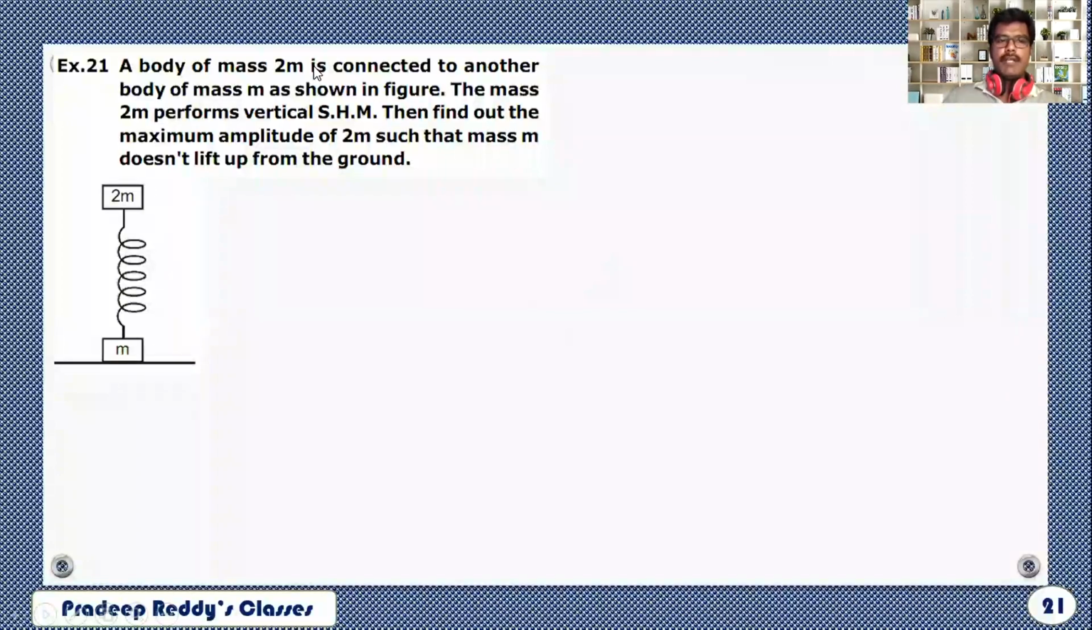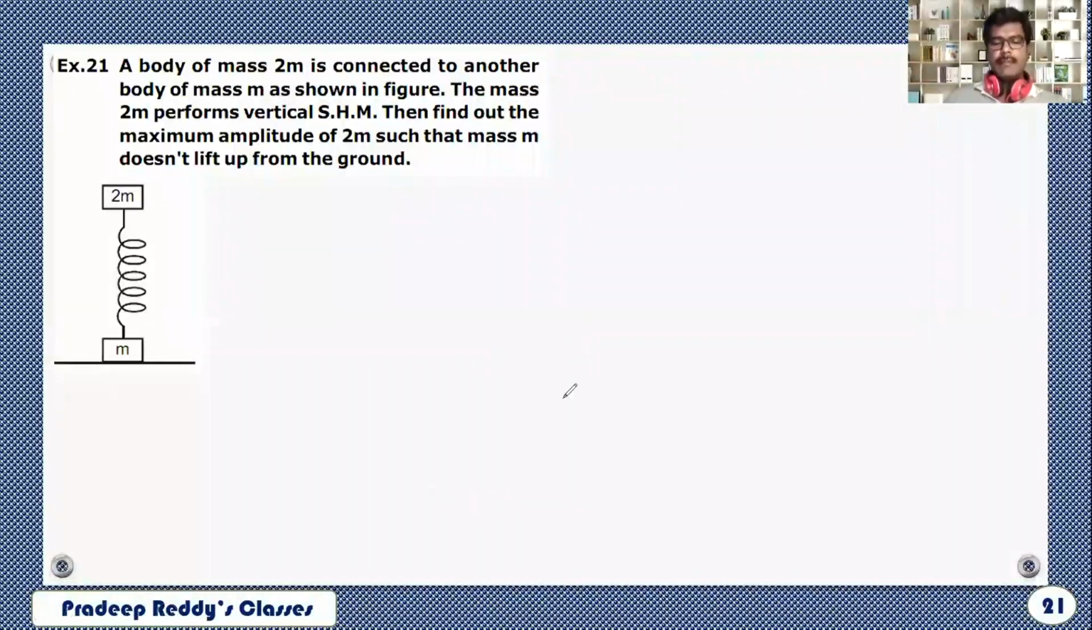A body of mass 2m is connected to another body of mass m as shown in the figure. The mass 2m performs vertical simple harmonic motion. Then find the maximum amplitude of 2m such that mass m does not lift up from the ground.